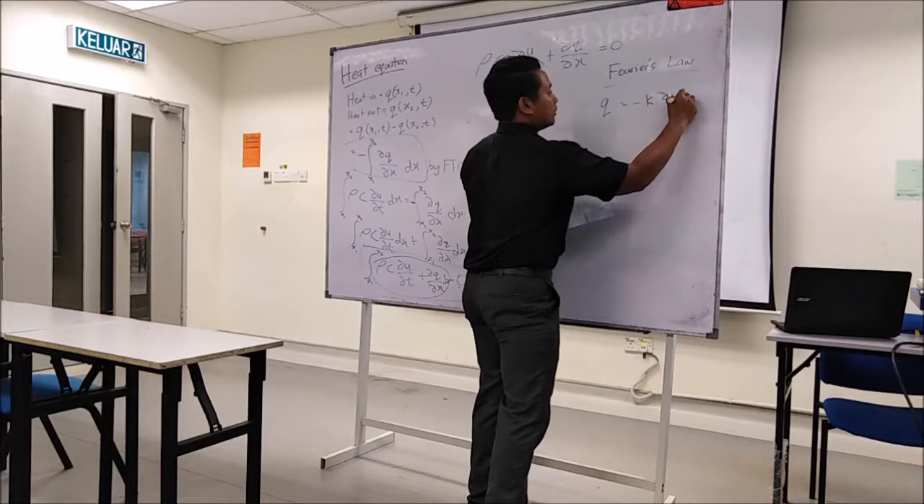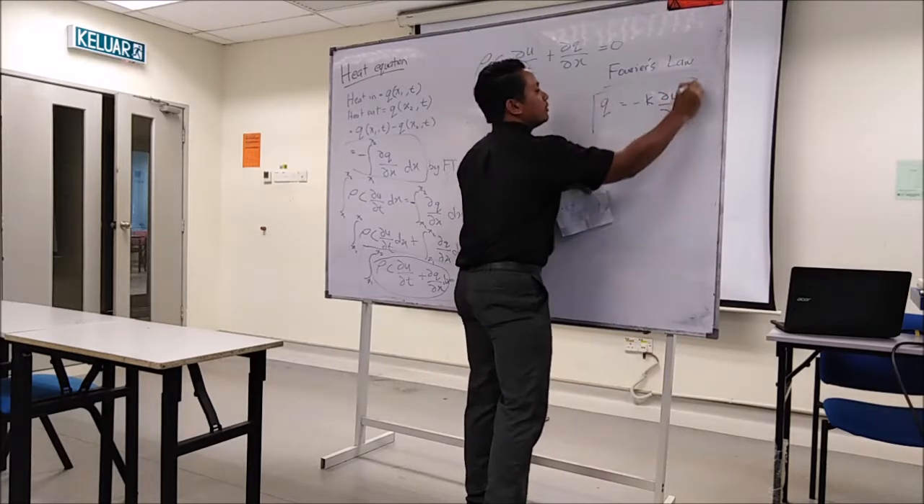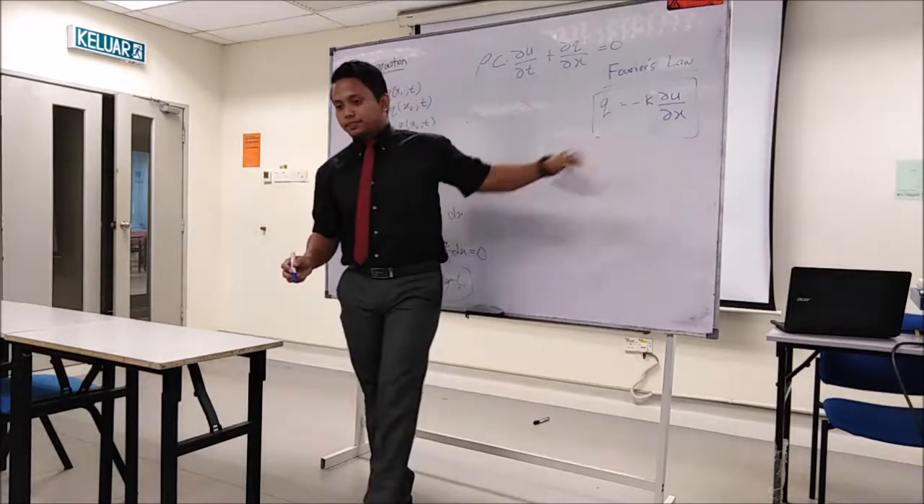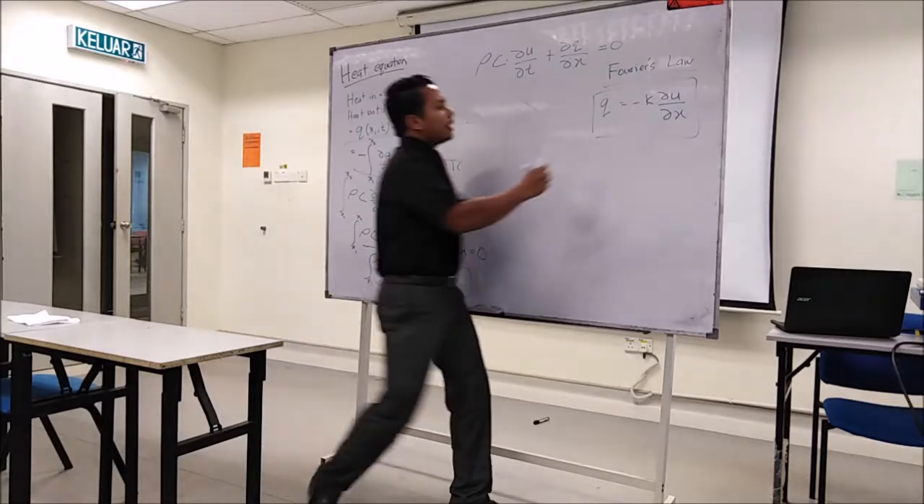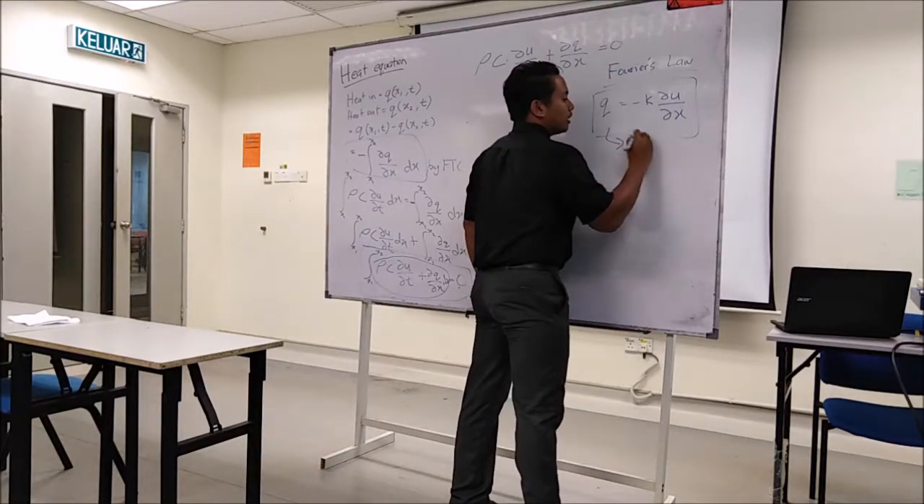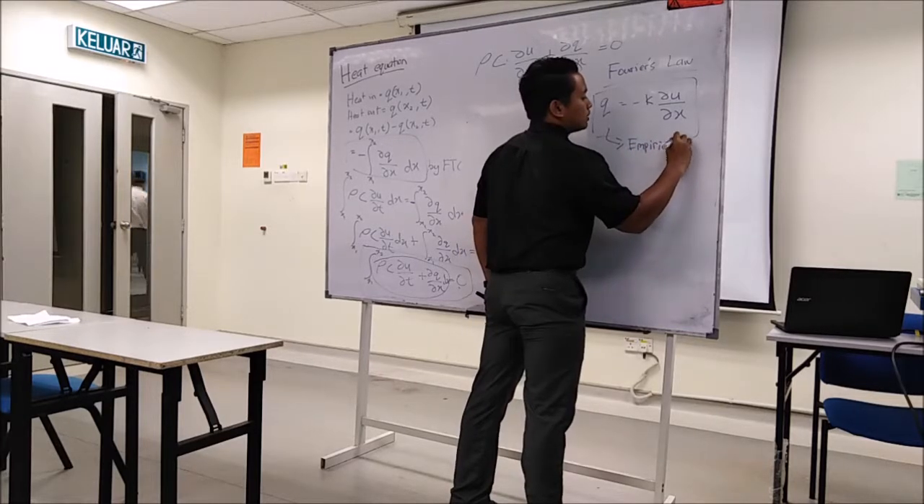Then del u over del x. This is a definition; Fourier's law states this. This is not proof. This is proof by empirical law. Do you know what an empirical law is?